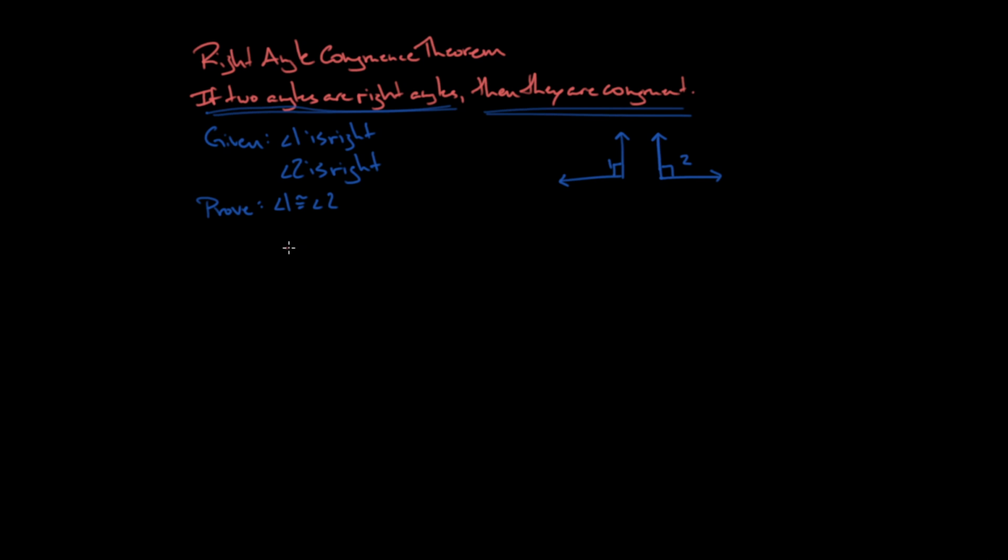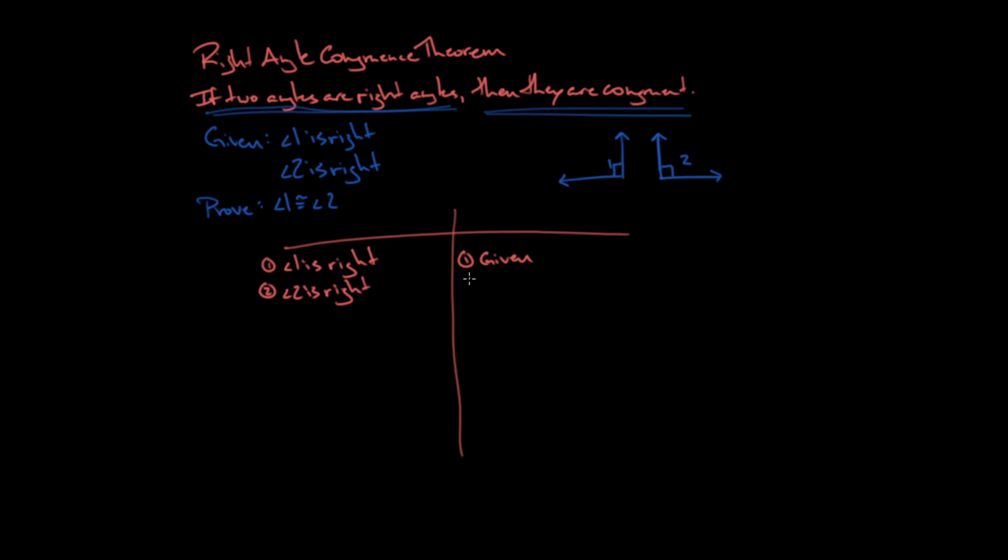So I'll go ahead and start this proof. I've got statement number 1 here, that angle 1 is right. That's a given. And then I have statement number 2, which is that angle 2 is right. Okay, so where can I go with this? I'm going to work my way backwards a little bit and think about how I'm going to get to my proof statement here.